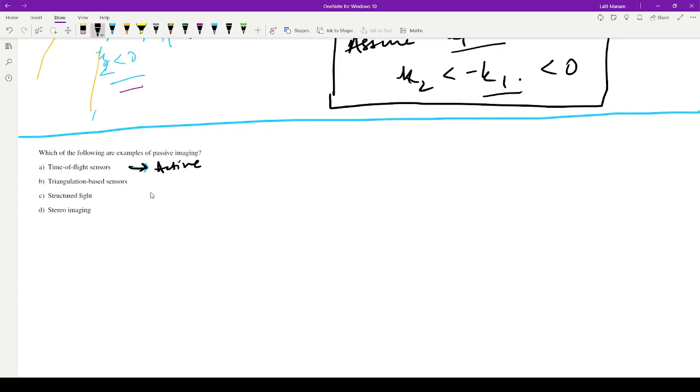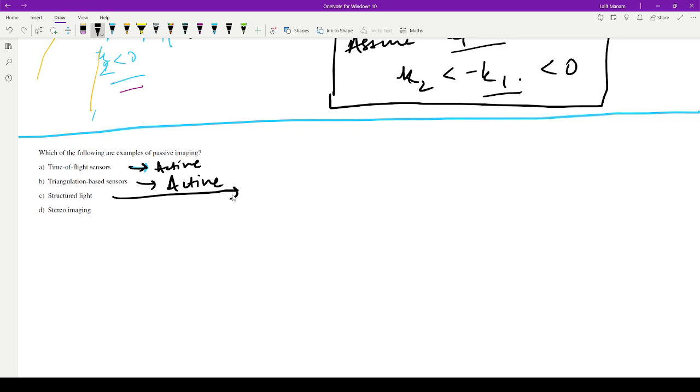Triangulation based sensors, if you remember, again we push out a laser from one source, and then there is one camera out there. Since we are using some pulses, it's an active source. We have an active source, and so it's an active imaging case.